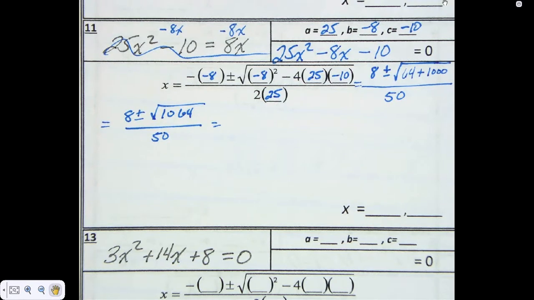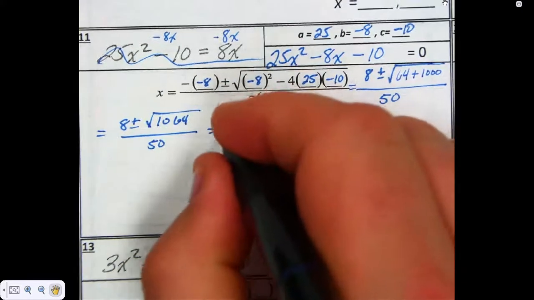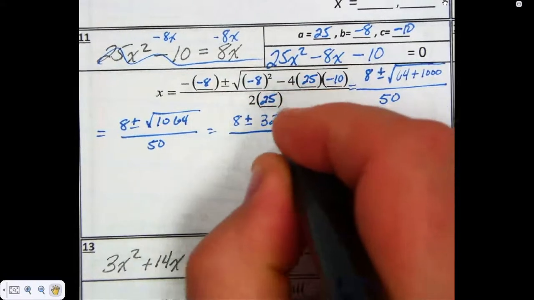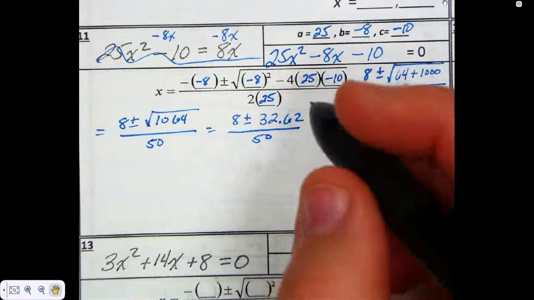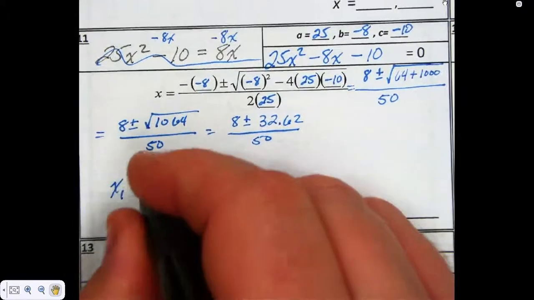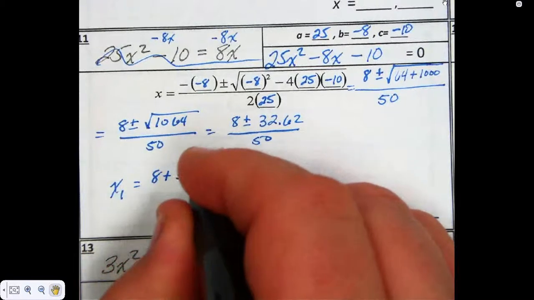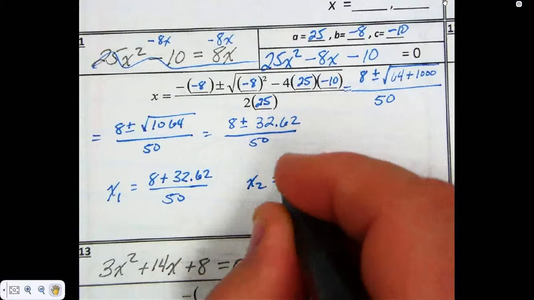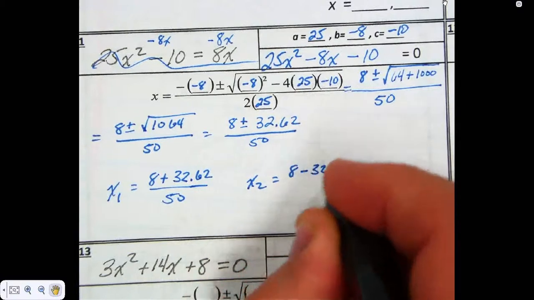Square root of 1064. What do you get in your calculator? 32.6190 something. So if it's 32.619, what will it be? 32.62. 32.62 divided by 50. Now is when I split it, correct? So x1 is equal to 8 plus 32.62 over 50. x2 is equal to 8 what? Minus 32.62 over 50.